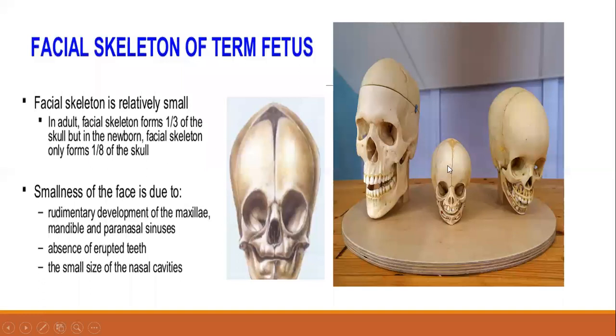Now, how is a fetal skeleton different from an adult skeleton? You see, a small face and a large skull, and it is proportionate. So, what are the features of a fetal skeleton, and how is it different from an adult skeleton? The facial skeleton in an adult is 1/3 of the skull, but in a newborn, the facial skeleton is only 1/8 of the whole skull. Why? What are the reasons for this small size of the face?